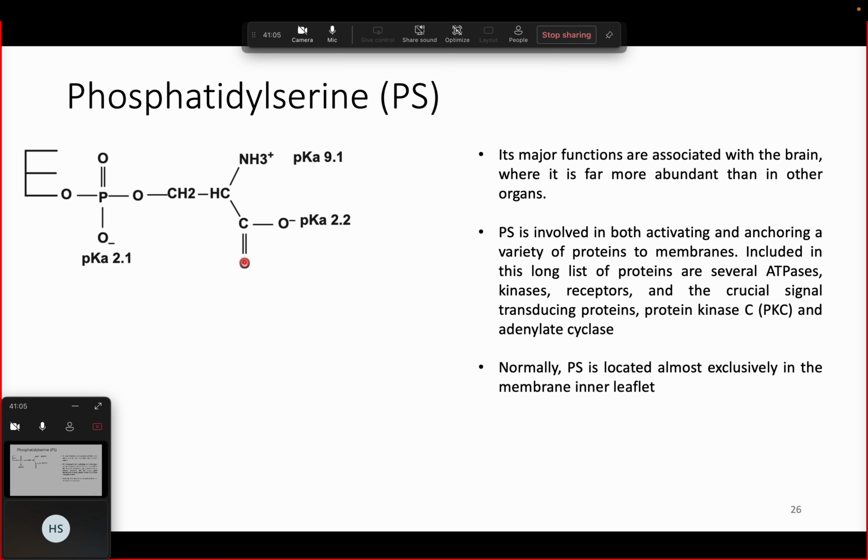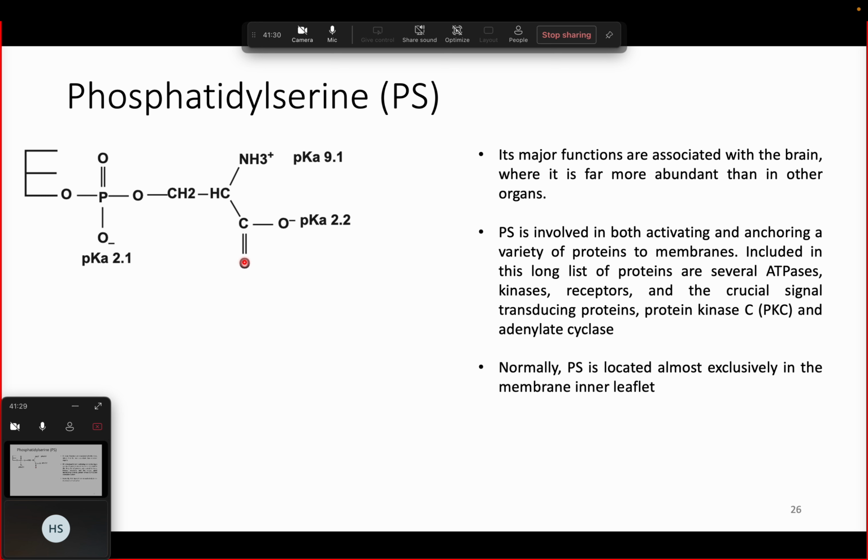PS is involved in both activating and anchoring a variety of proteins to membranes. Included in this long list of proteins are several ATPases, kinases, receptors, and the crucial signal transducing proteins, protein kinase C and adenylate cyclase. Correct? So PS is a very different and unique type of phospholipid.